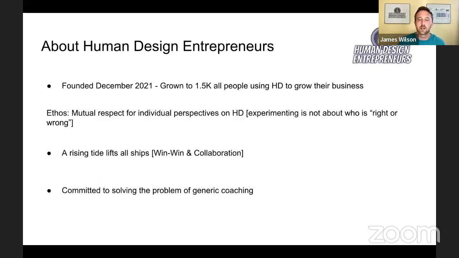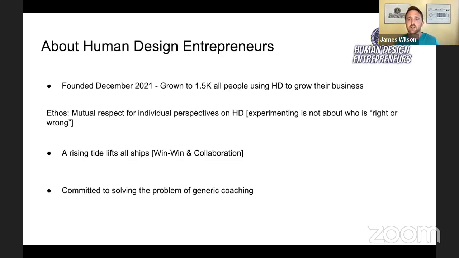A little bit about the Human Design Entrepreneurs community. This was founded in December of 2021. It's grown steadily to 1.5 thousand amazing members. I've been so happy that there's been such a shared aspiration and affinity for using human design to grow your business. When I started out, I wasn't sure how much this was going to resonate with people or how much people were using human design in their business. Turns out it's a lot. So it's been growing, and it's been so nice to see that.